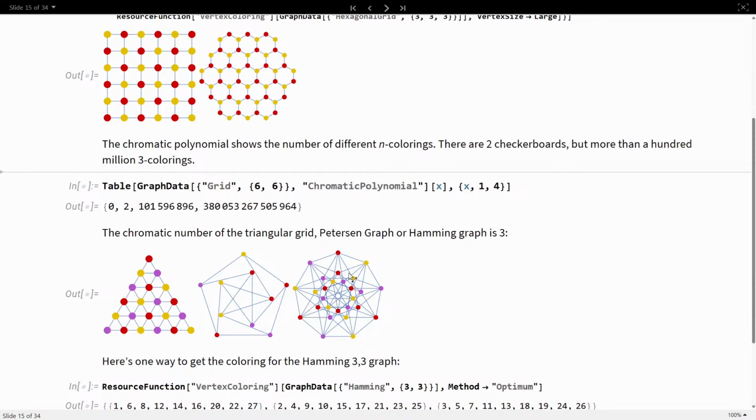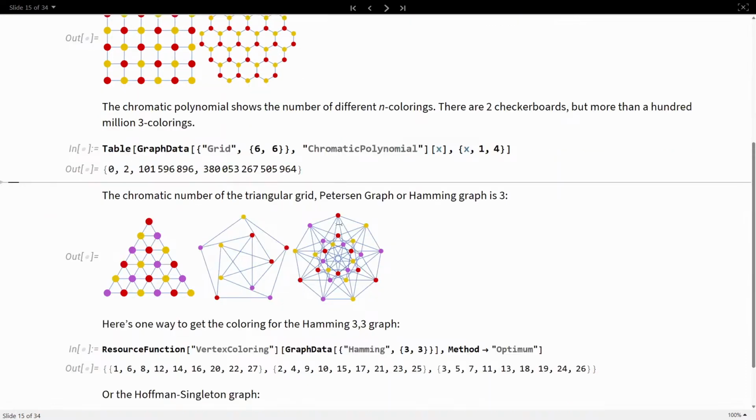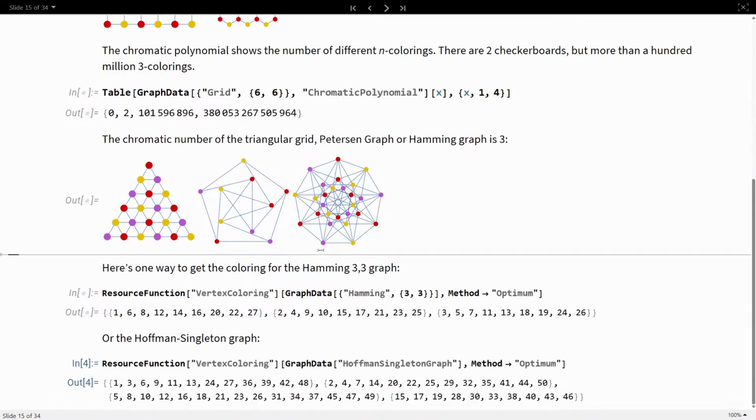The Petersen graph and the Hamming graph also need 3 colors. But there are cases where 4 colors are needed. For example, the Hoffman-Singleton graph needs 4 colors. The complete graph on 5 points needs 5 colors, complete graph on 6, and so on. It's not known whether the Hoffman-Singleton graph is a unit distance graph, though.